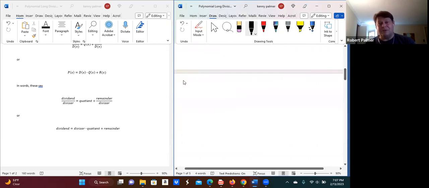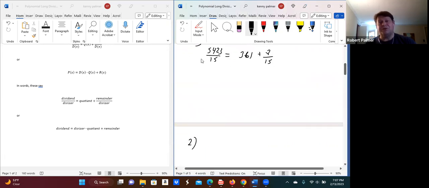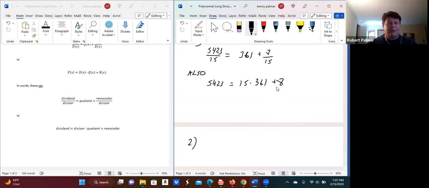So now let's take a look at some examples where we divide by polynomials. Actually, just one more thing here. We can also write this: dividend is equal to divisor times the quotient plus the remainder. Let's check that. So, then I'll just say also 5,423 is equal to the divisor, which is 15, times the quotient, which is 361, plus 8. Okay. Now, is that true? Well, check that on your own. Multiply that. So 15 times 361 is 5,415 plus 8. And if you add that, you get 5,423. Okay.